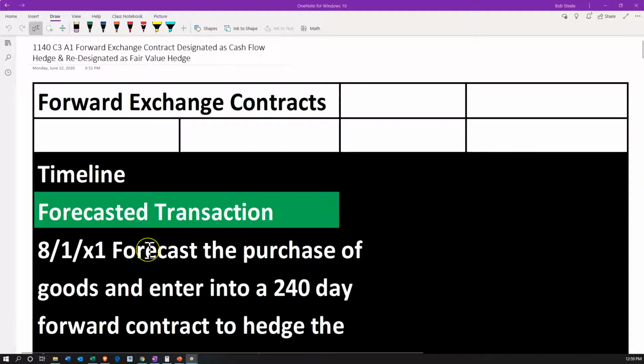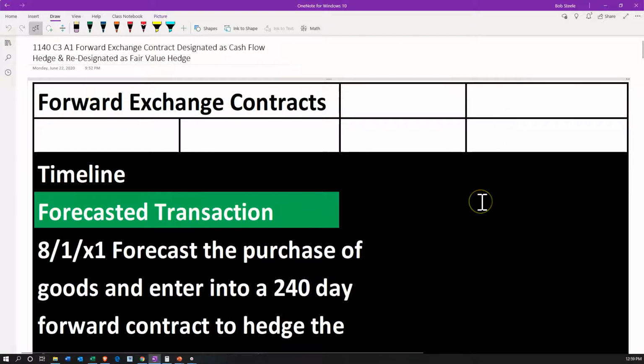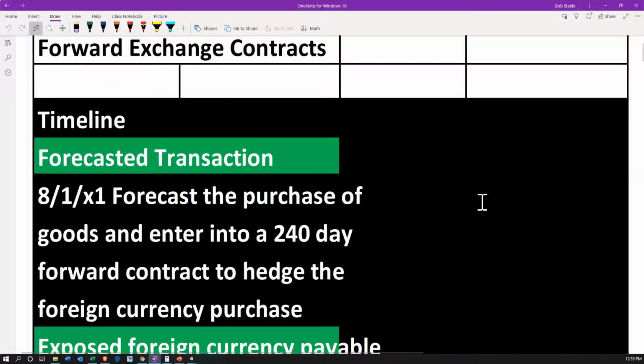Here we are in OneNote. If you would like to follow along, and you don't have to follow along in OneNote, we're going to be in this area down below in the 1140 C3A1, in the Problem Presentations tab. Closing this back up, we're going to go through all the information first. We'll go through it all at one time, and then we'll pull pieces of that information as we work through the practice problem. So we have a forward exchange contract that we're going to be dealing with.